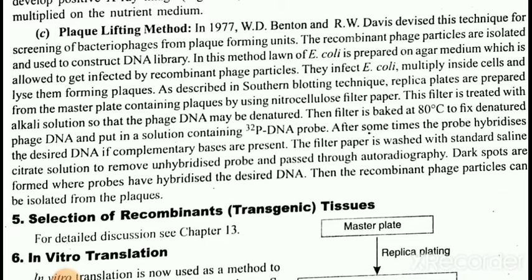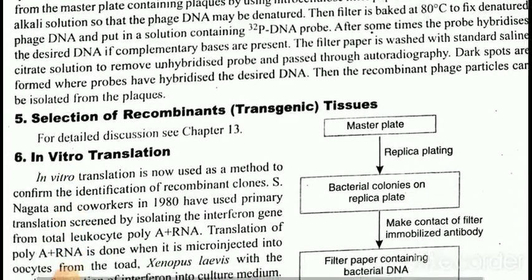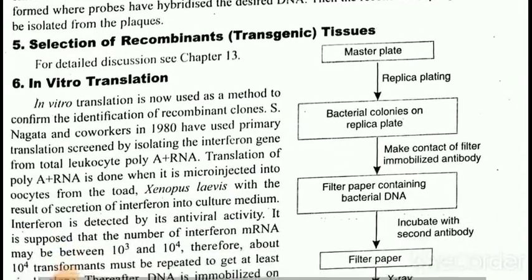Dark spots are formed where probes have hybridized the desired DNA. Then the recombinant phage particles can be isolated from the plaques. 5. Selection of recombinants transgenic tissues. For detailed discussion see Chapter 13.